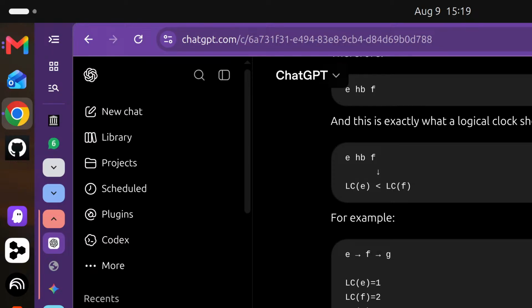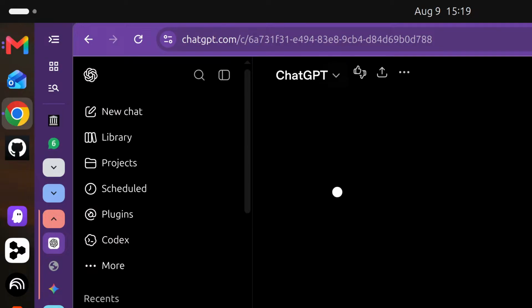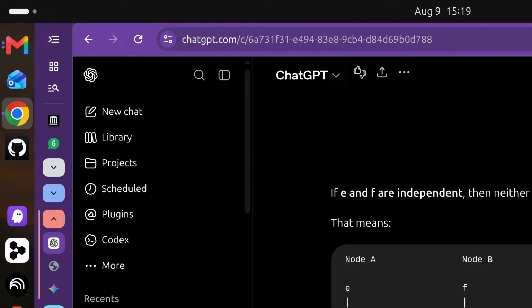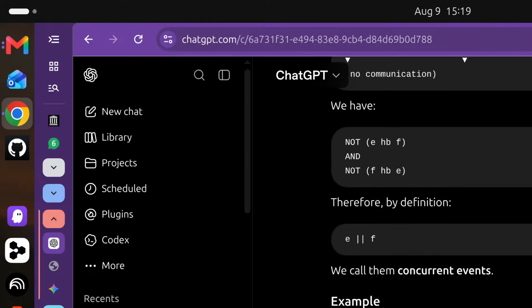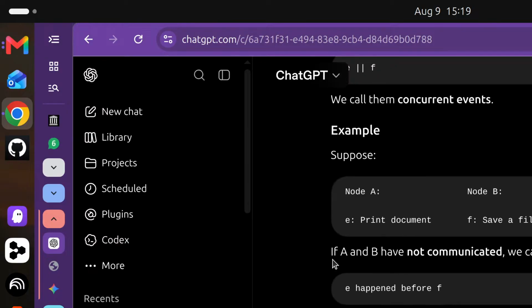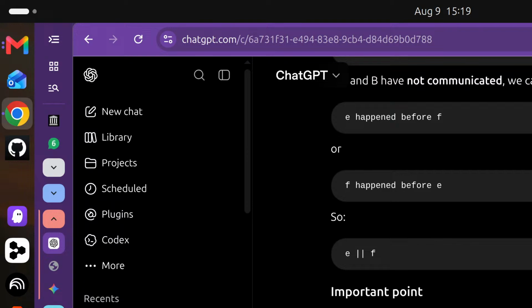What if E and F are independent? If E and F are independent, then neither event causes influence on the other. That means no communication. If A and B are not communicating, we can say they are concurrent. Concurrent does not necessarily mean happening at exactly the same time.